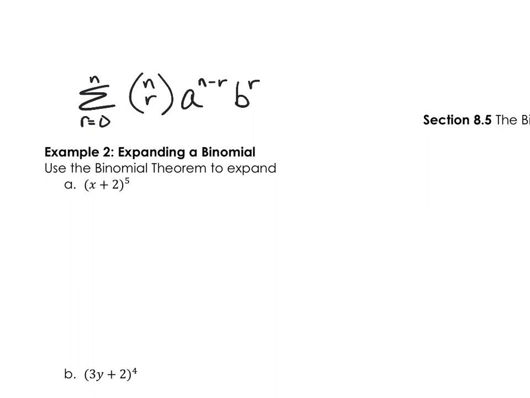In part A, when we're expanding the binomial using the binomial theorem, for us, in our formula, a is going to be represented by x. b is going to be represented by 2, and n is going to be represented by 5. So here's where I got that from. The first part is a.